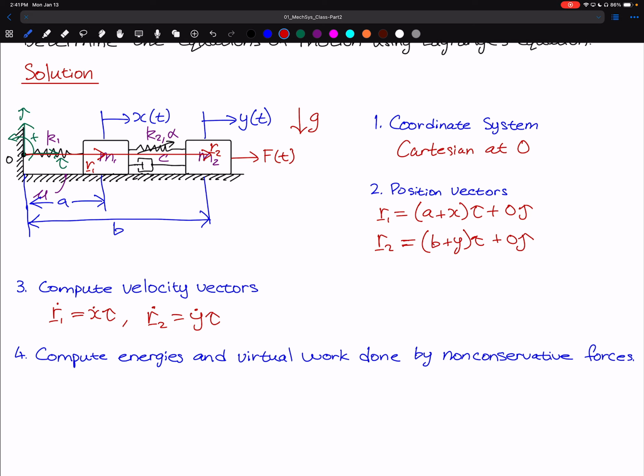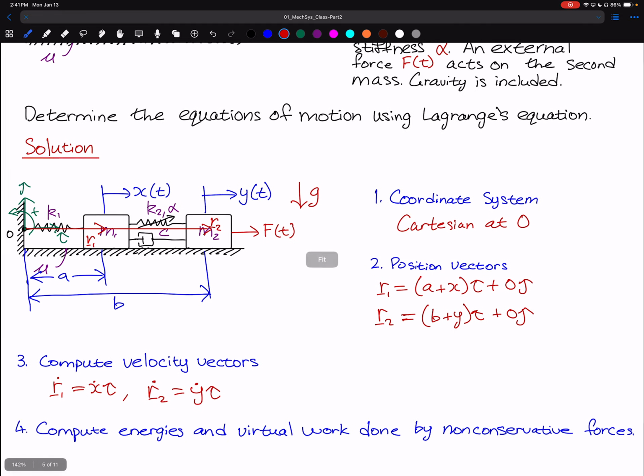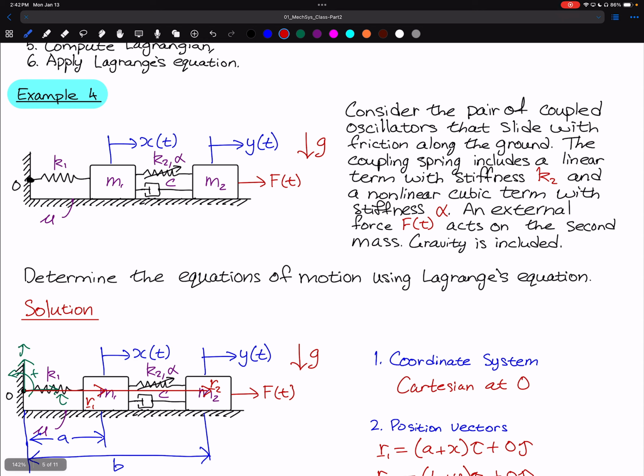Do we have any assumptions going into this problem? So we're assuming that there is only kinetic friction, so we're ignoring static friction. We're assuming that the x and y of t are measured from static equilibrium, so we don't need to worry about the unstretched lengths of the springs. And those are our major assumptions.